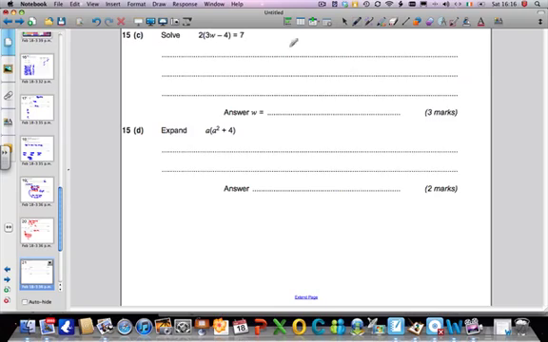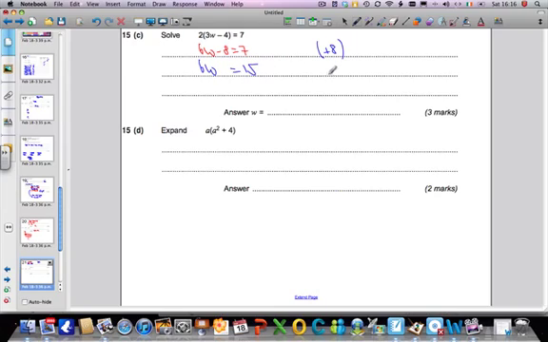Solve here. 3-mark question. We get 1 mark for expanding the brackets. So let's start by expanding the brackets. 2 times 3w is 6w. 2 times minus 4 is minus 8. And that's still equal to 7. We haven't changed anything. Now what we're going to do is add 8 to both sides. So we get 6w equals 7 plus 8 is 15.